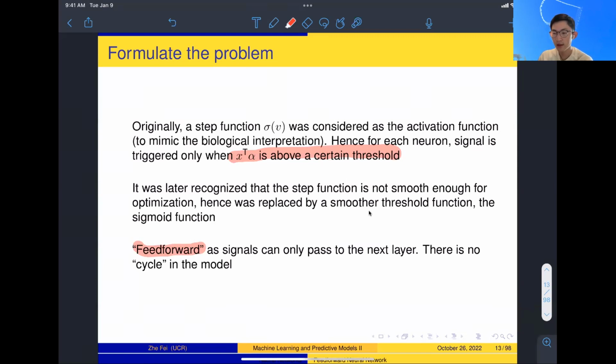As you know, there are other types of network model as well, right? So the word feed-forward just simply means all the signals only pass through one direction, right? From our previous example, it's always from bottom going up. So you cannot go back to the lower layers, right? So there's no cycle in the model. So that's what we mean by feed forward.